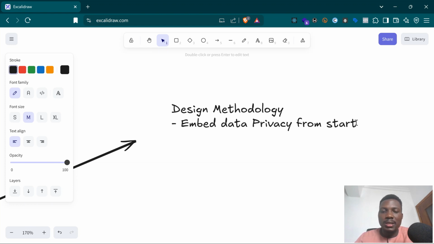You also need to understand privacy impact assessment. You also need to have a privacy impact assessment.